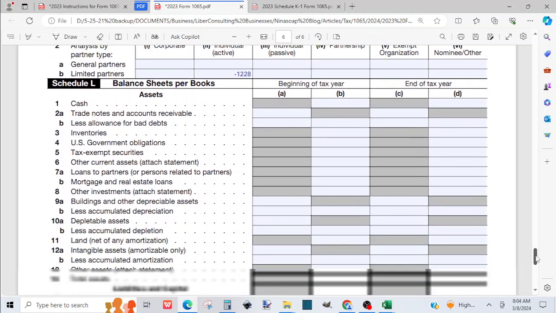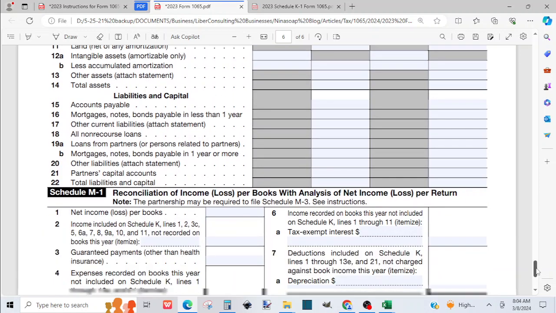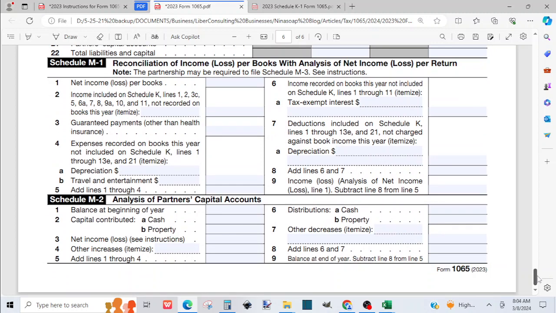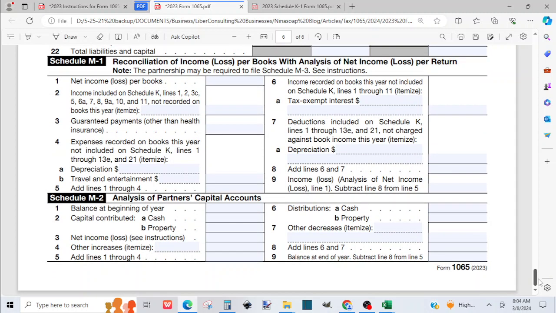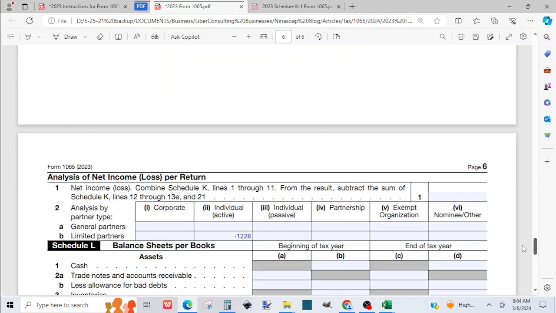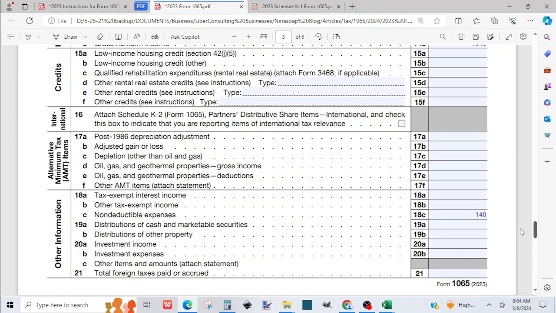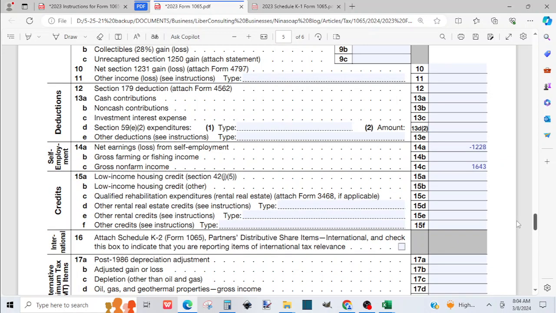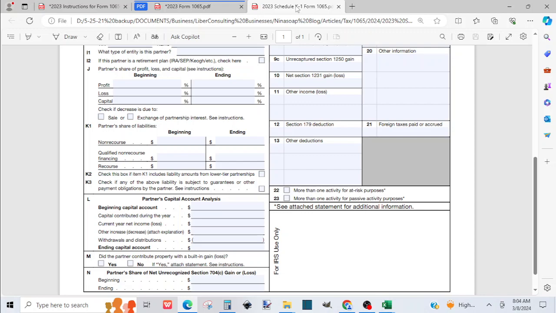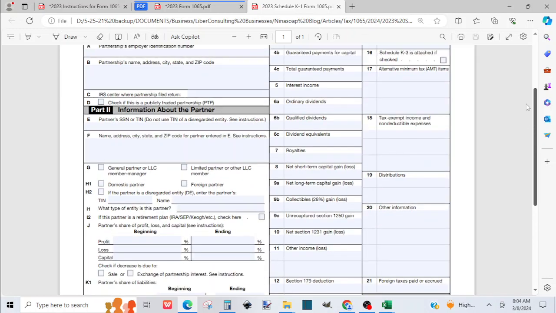And then we have the balance sheet that we are not required to file. We have Schedule M-1 that we are not required to file, and we have Schedule M-2 that we are not required to file. This concludes how to file Form 1065 and Schedule K for 2023. How to file Schedule K-1, Form 1065 for 2023.